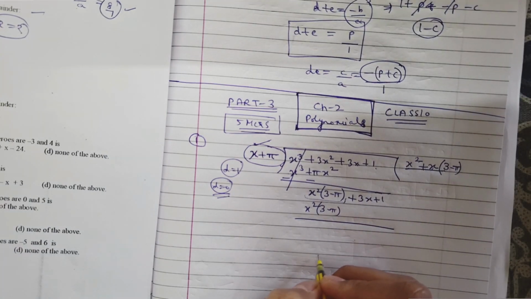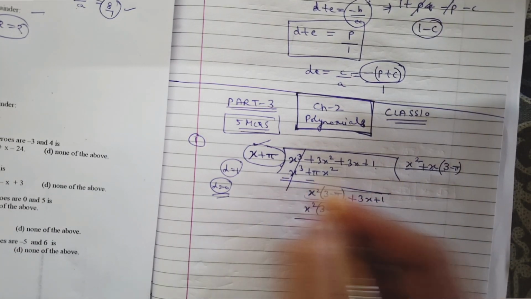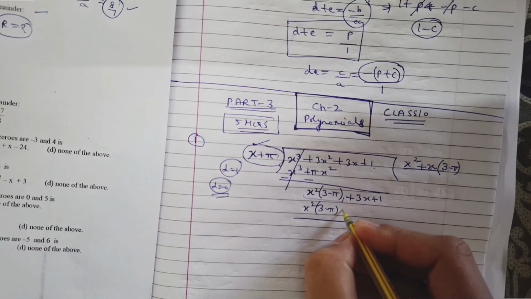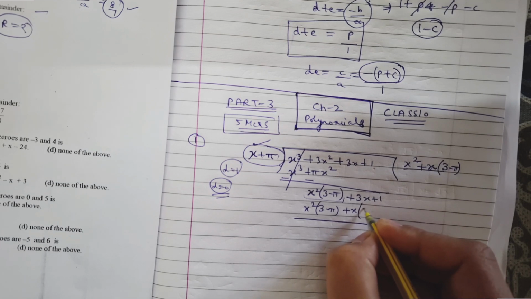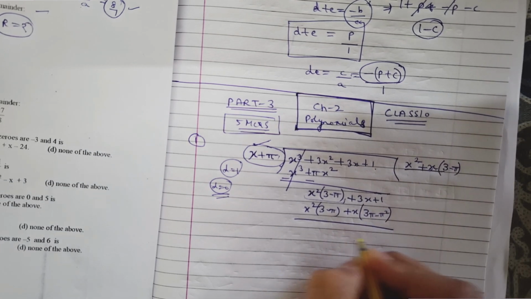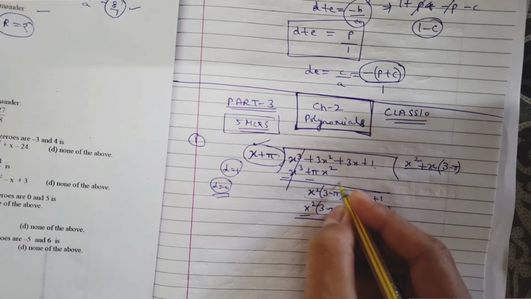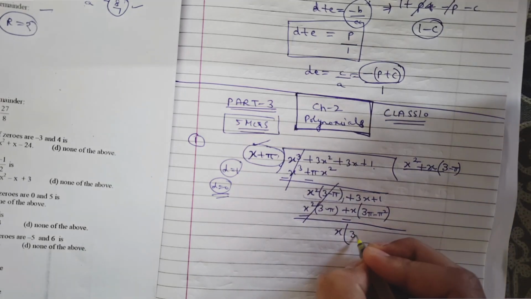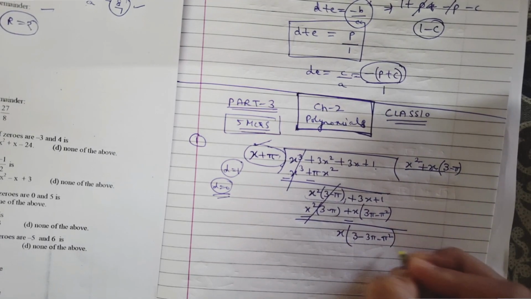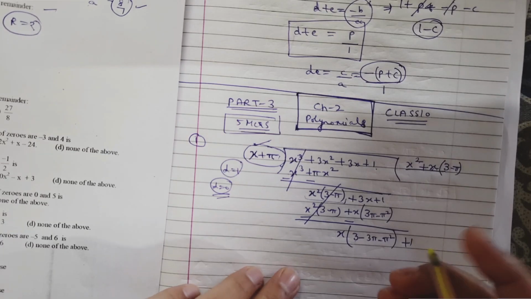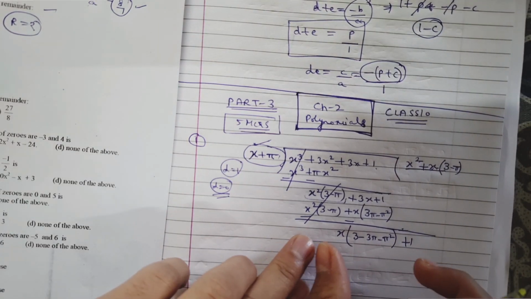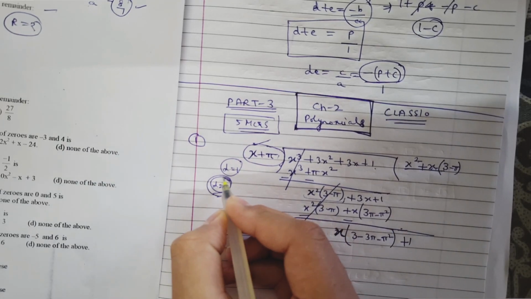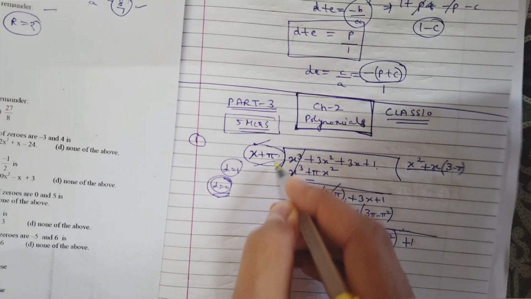And when we multiply x into 3 minus pi with pi, what do we get? x, and pi goes inside: 3 pi minus pi square. So minus minus cancels out, and with x we get 3 minus 3 pi minus pi square plus 1. Now again the question does not stop, because here is x and we have to solve it until the degree becomes 0, because x is already in the divisor.